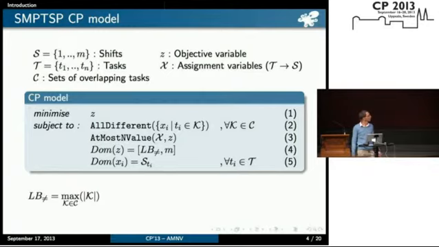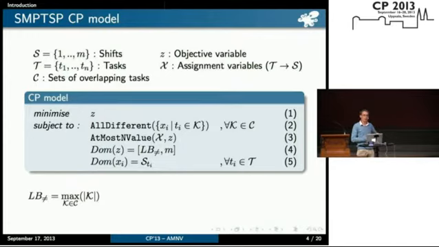For the objective variable, a trivial lower bound is the size of the largest set of overlapping tasks, and a trivial upper bound is the number of shifts that are available. And we assume that initial domains of assignment variables are given as input. It's computed from skill requirements. So we actually only have 2 kinds of constraints, all different constraints, and one AtMostNValue constraint.